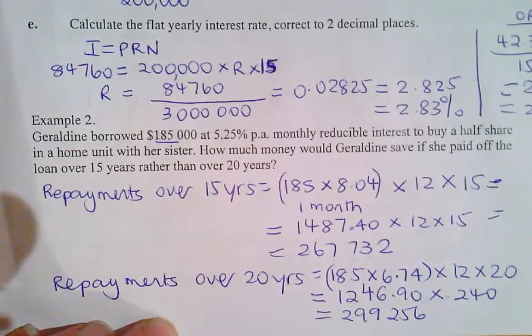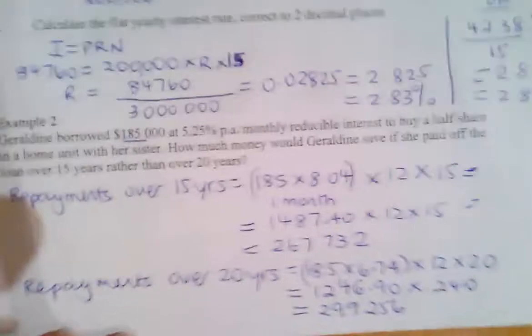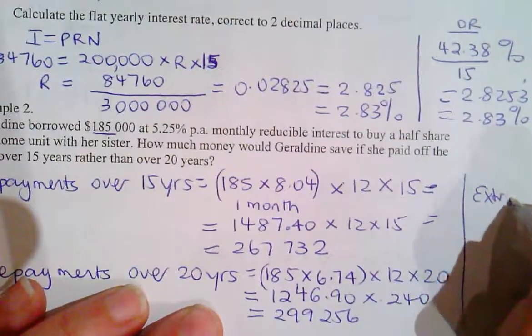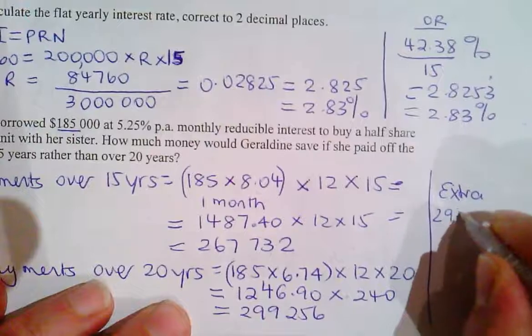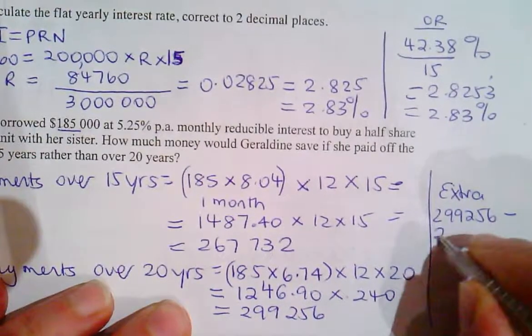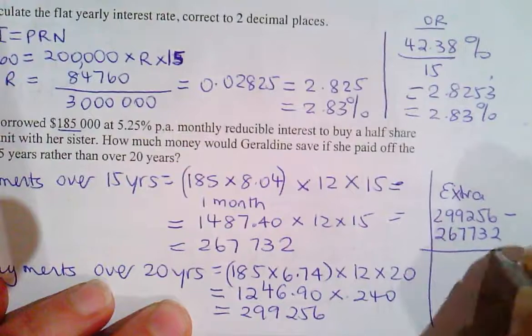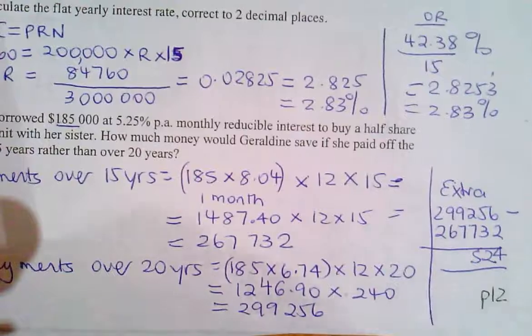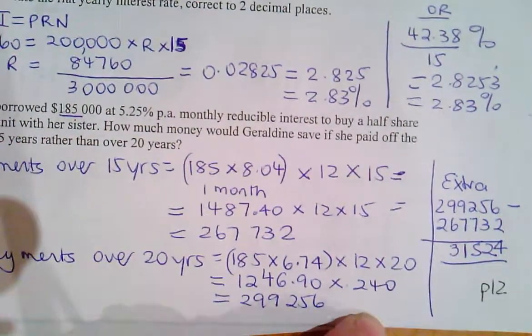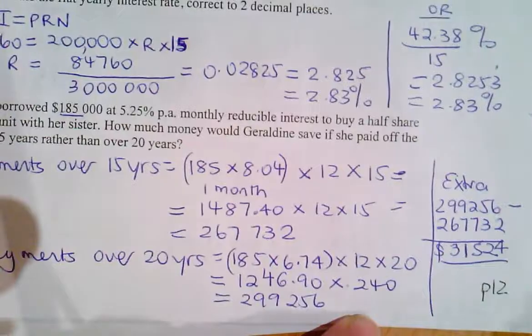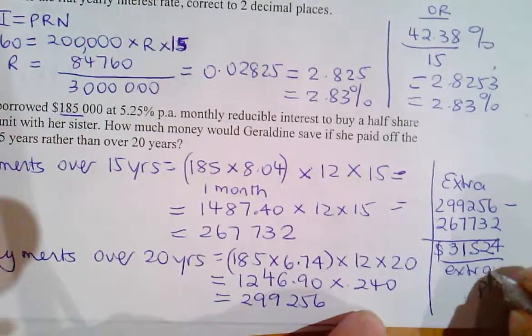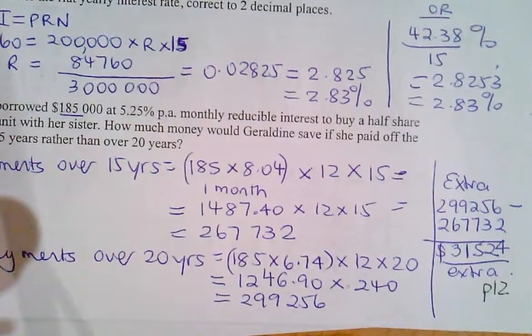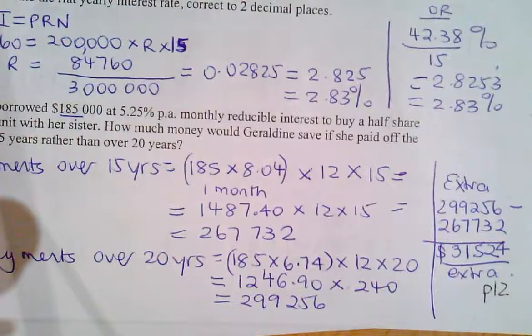So you actually do end up paying more the longer your loan is, because you're paying for longer, you end up paying more interest, okay? And so the extra amount that you'll pay will be $299,256 minus $267,732, which is, I'm just working that out, $31,524 is the extra amount of interest that you will pay if you pay it off over 20 years instead of 15 years. So in those extra 5 years, you'll be paying an extra $31,000 roughly in interest.